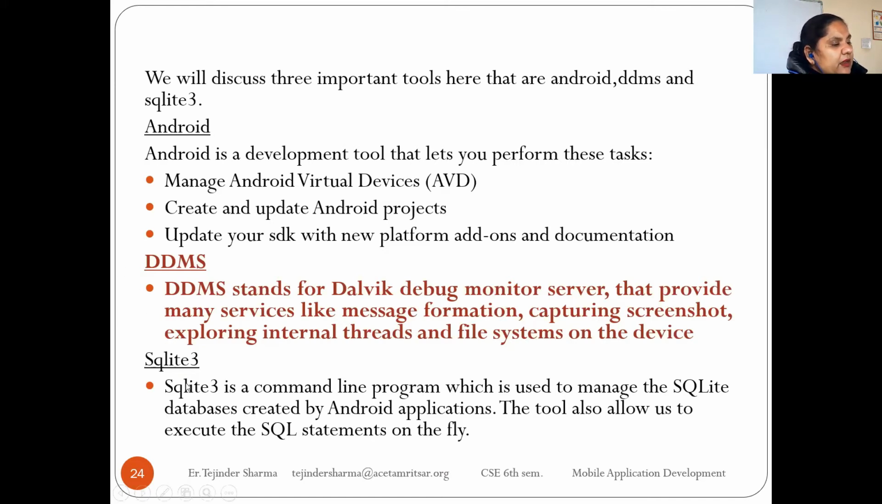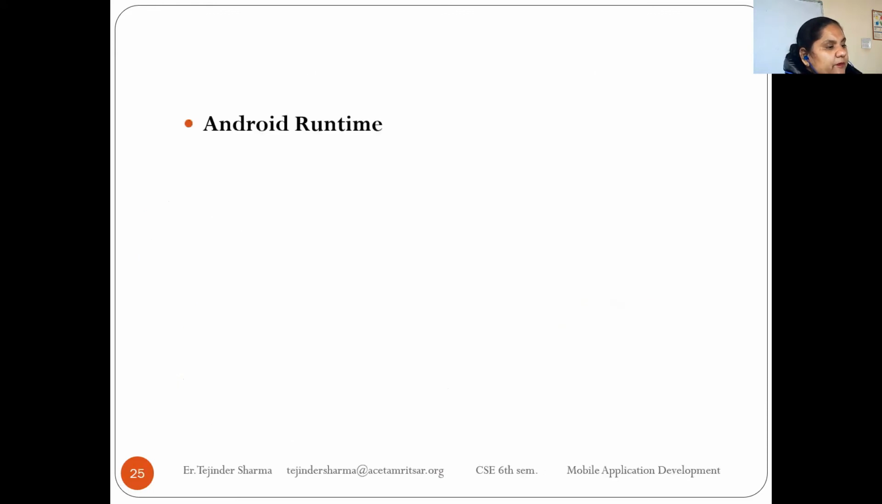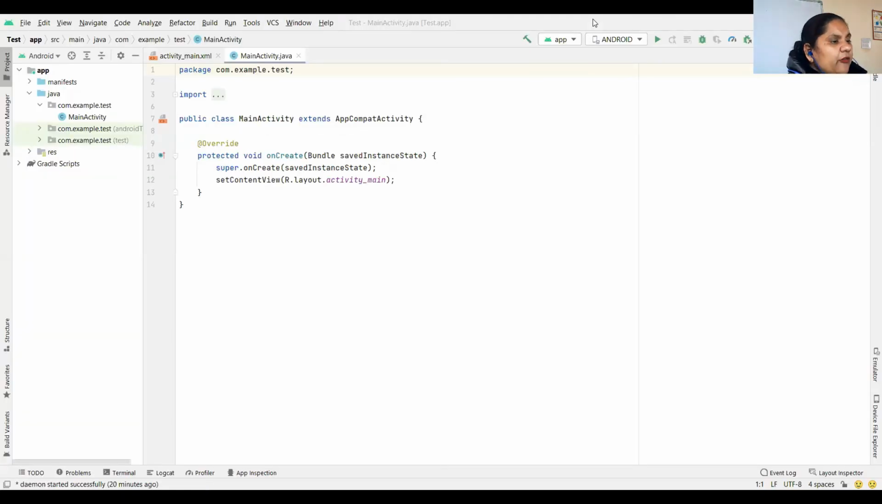Then SQLite3, this is a command line program which is used to manage SQLite databases which are created by the Android application. That means we can access the database from our mobile, or we can store the database onto our mobile to be used by the various Android apps using SQLite3. Then Android runtime. Before that, I'll show you the Android part and how we will use it.